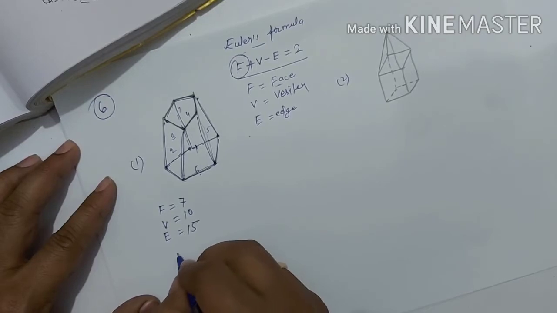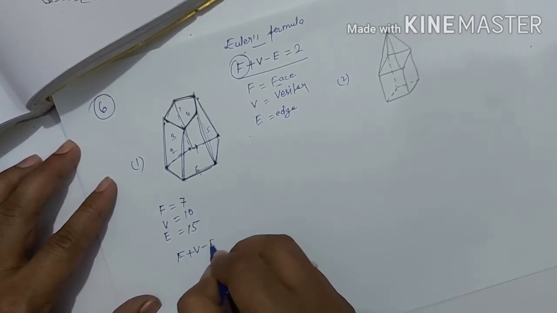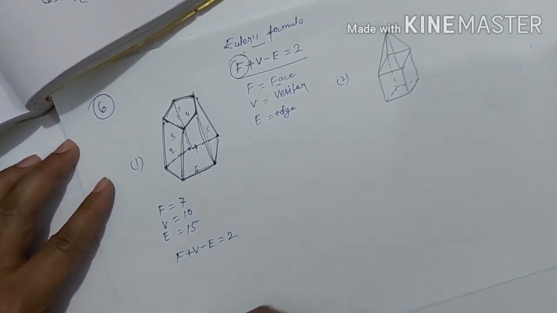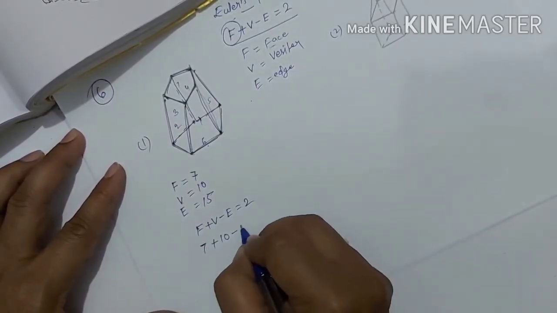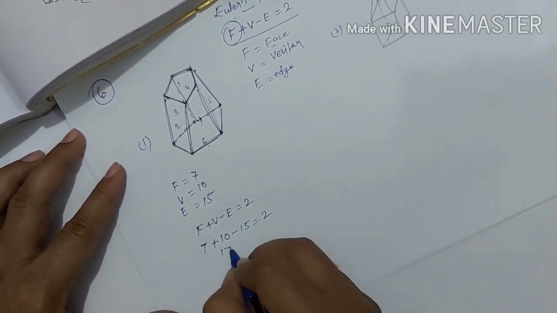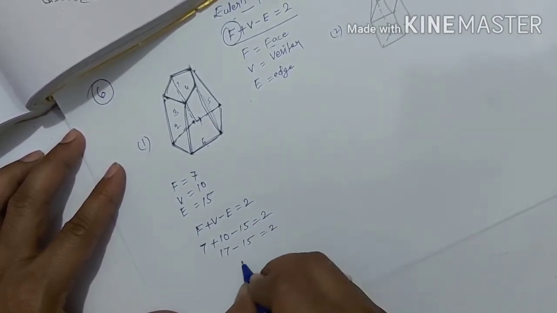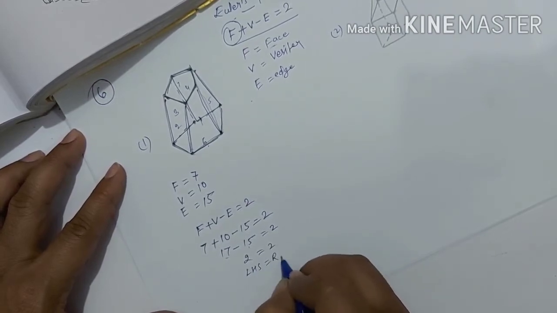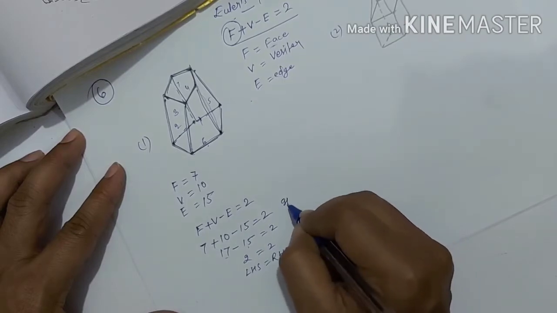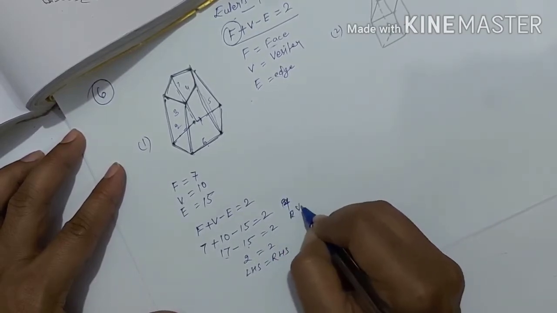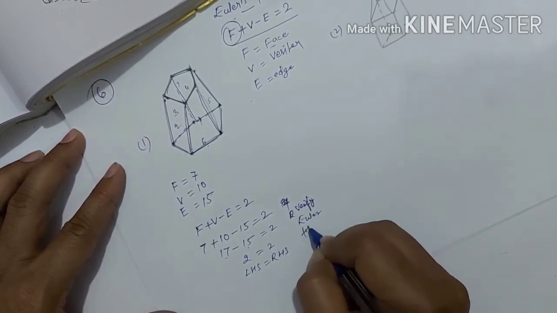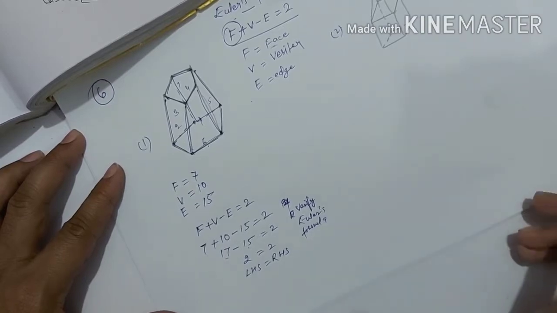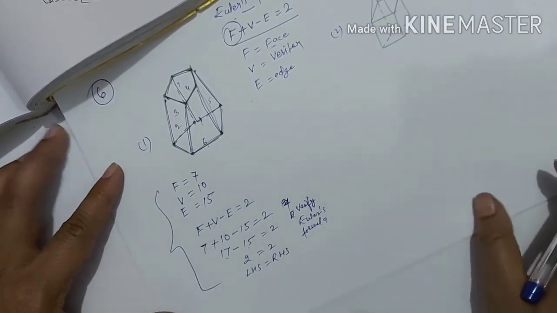Now write the formula: F plus V minus E is equal to 2. F is 7 plus V is 10 minus 15 is equal to 2. So this is 17 minus 15 is equal to 2. It means left hand side equals right hand side. It means that we verify Euler formula. Okay, this is the solution.